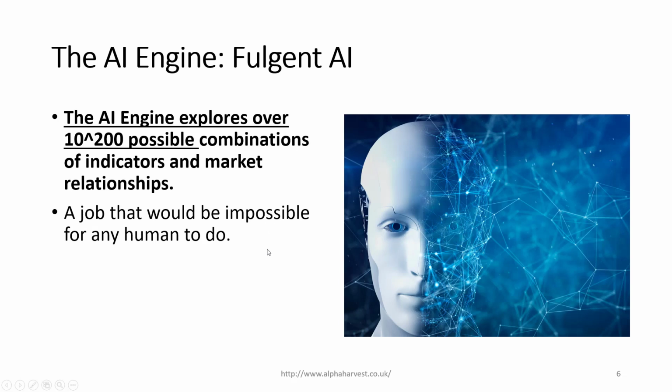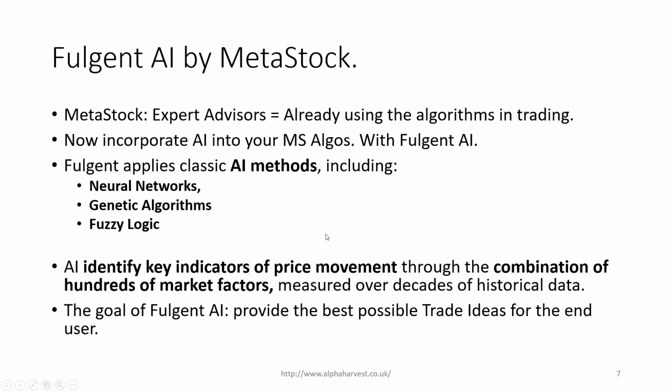Now, just to recap for those of you that are new to AI, the AI engine that we use explores 10 to the power of 200 different market combination indicators and market relationships. We use all the technical indicators in the Metastock database, and then the AI changes the settings for each one and matches that to see if it was a high probability trading strategy. So it keeps doing this on its own. It's using neural networks, genetic algorithms, and fuzzy logic.